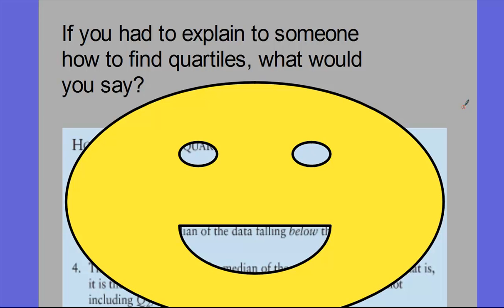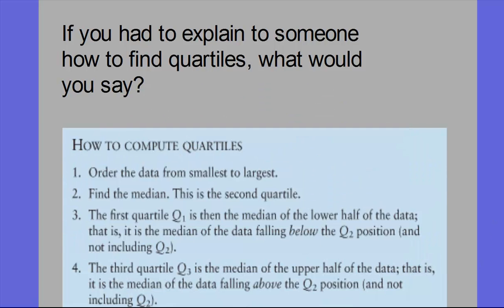So stop and think for a minute. If you had to explain to someone, how do you find quartiles? What would you say? Hopefully, something like this. Put the data in smallest to largest order. Find the median, which is your second quartile. Find Q1, which is the median or middle of your lower half. And then find Q3, which is the median of the upper half.